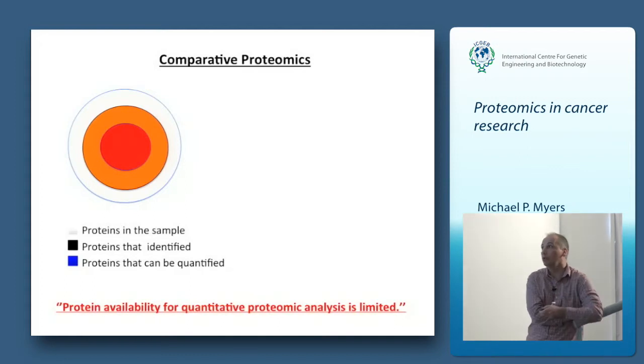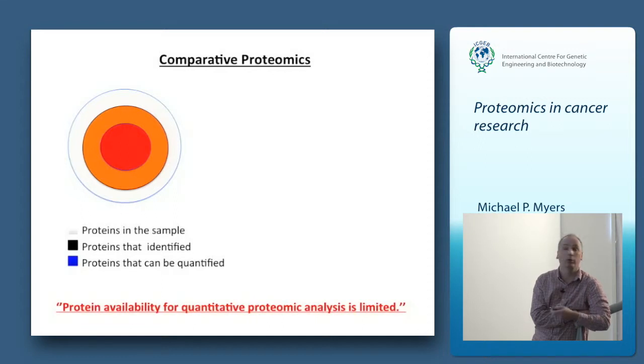If you take a look at all the proteins in your sample, typically the mass spectrometer can only identify a subset of them. Some you will never identify. And even of the ones you identify, many you won't be able to quantitate because there won't be enough protein to get statistical confidence in the quantification. So doing quantitative proteomics becomes a bit of a struggle.